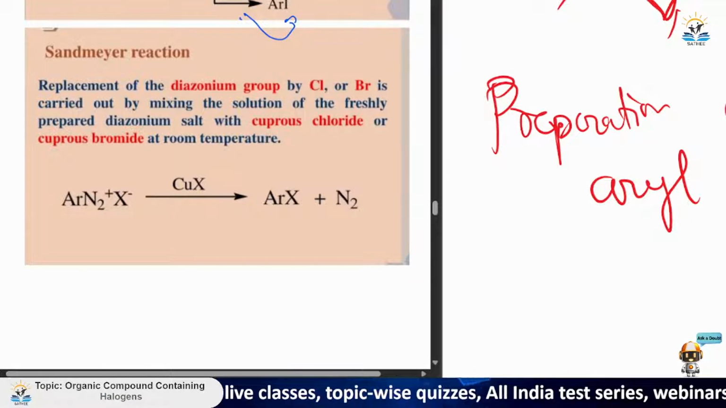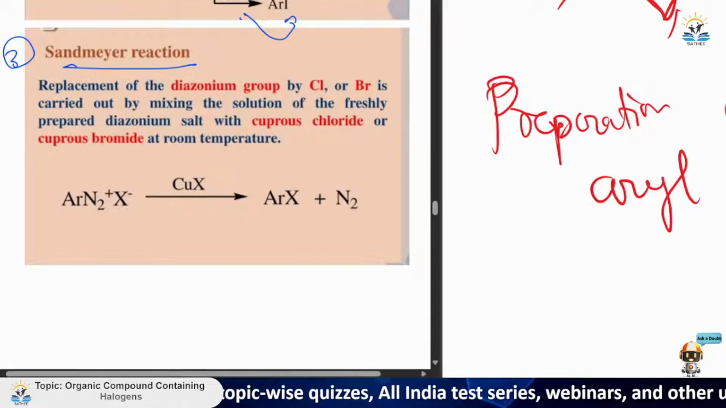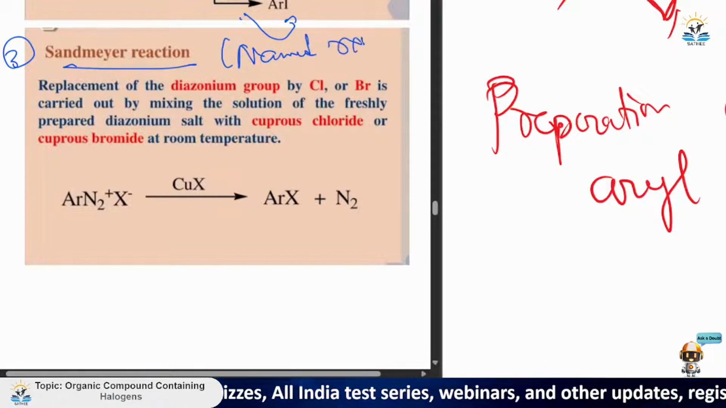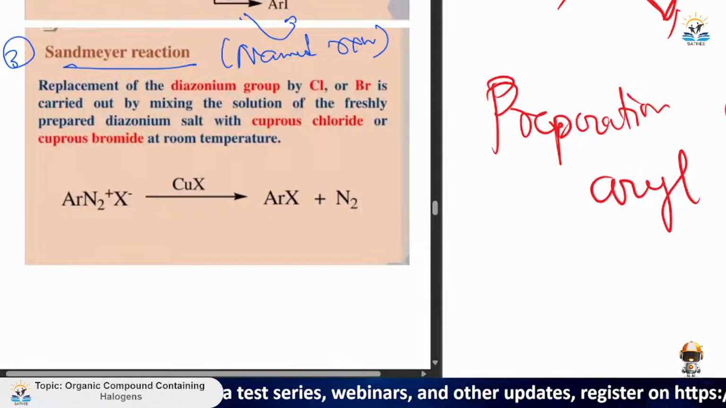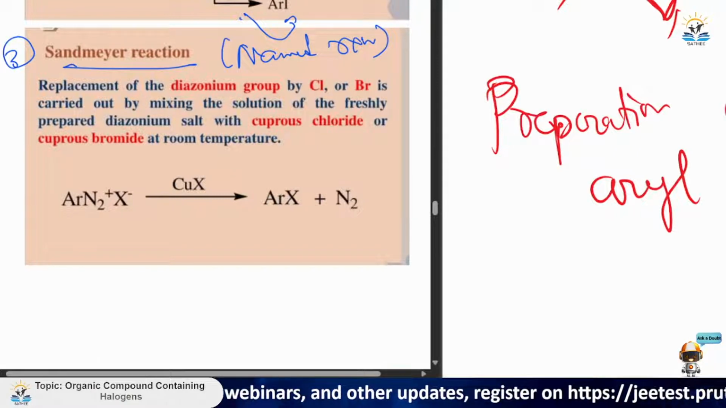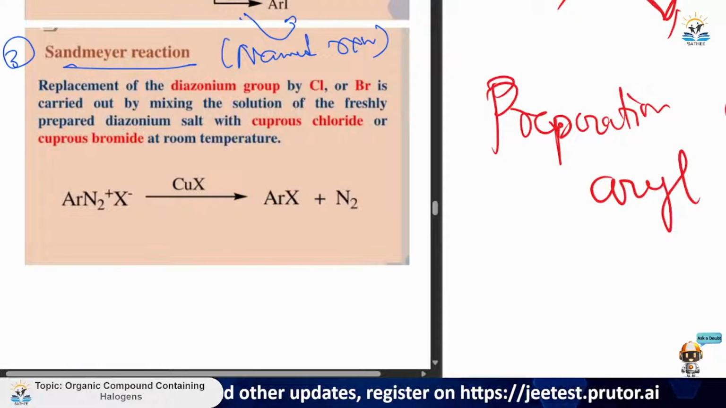Now, one more preparation step, that is the Sandmeyer reaction. What is the Sandmeyer reaction? This is a named reaction. Named reaction means that it is a popular reaction. It can be asked in a question generally, like explain the Sandmeyer reaction or identify which of the reactions is the Sandmeyer reaction. So here also the diazonium group comes into the picture.